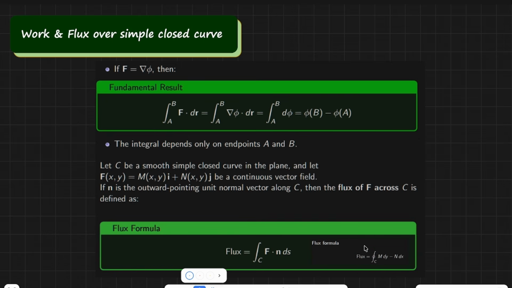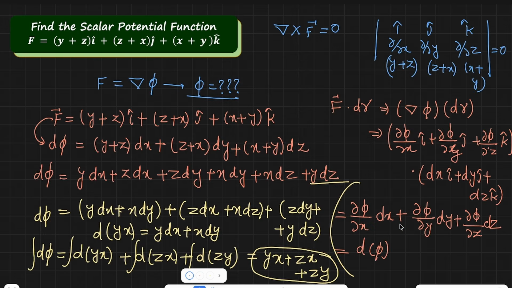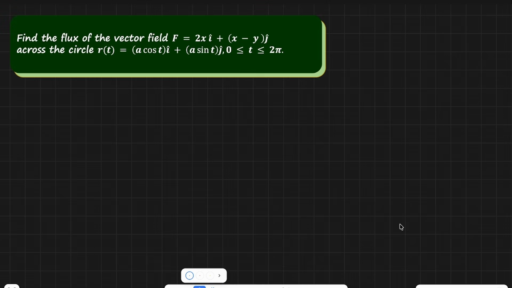So what do you mean by m dy minus n dx? Basically every vector field will be like this, m i cap plus n j cap. In this case we will find out the flux. So this will be m and this will be n. Then replace your i with dy, this will be dx, and we will apply this formula here to find out the flux: m dy minus n dx. How to solve this? Let's take the example. This is the question. Find out the flux.